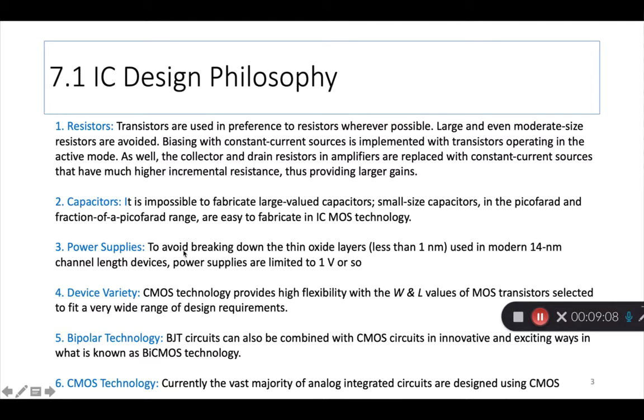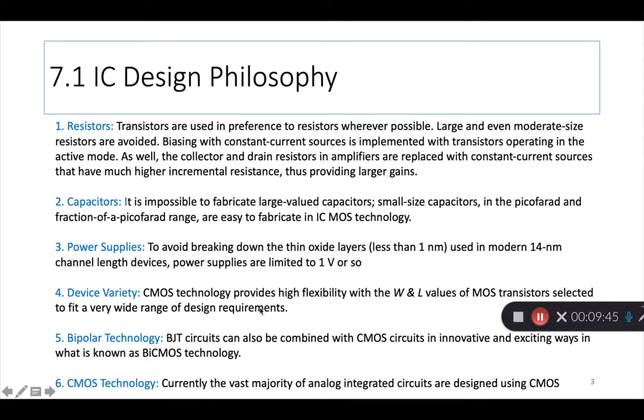Power supplies. To avoid breaking down the thin oxide layers, less than 1 nanometer, used in modern 14 nanometer length devices, power supplies are limited to 1 volt or so. That means VDD or VCC is not 15 volts or 10 volts, 12 volts as we see in discrete devices. In ICs, we get down to 1 volt for power supplies. So that's a big difference, right?